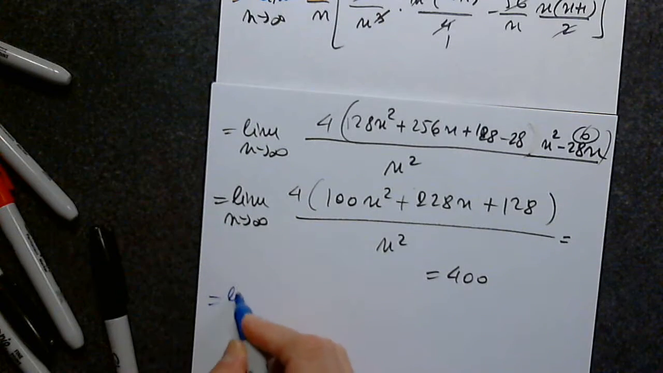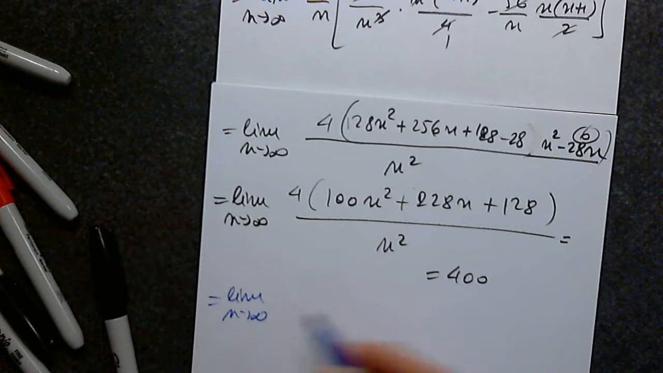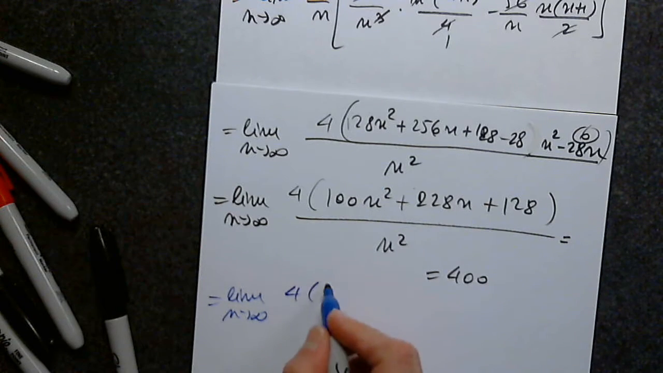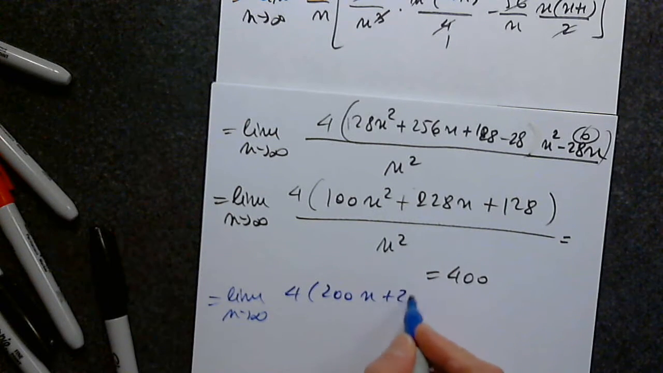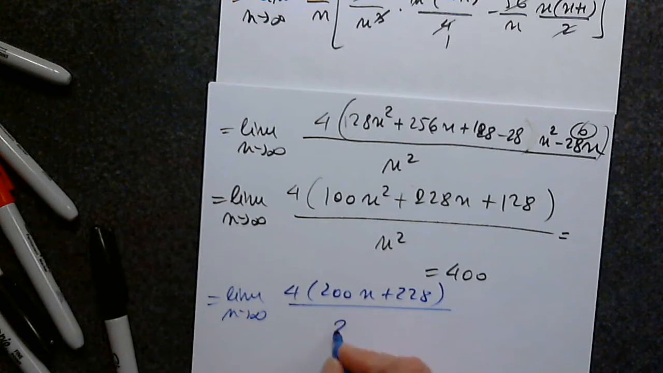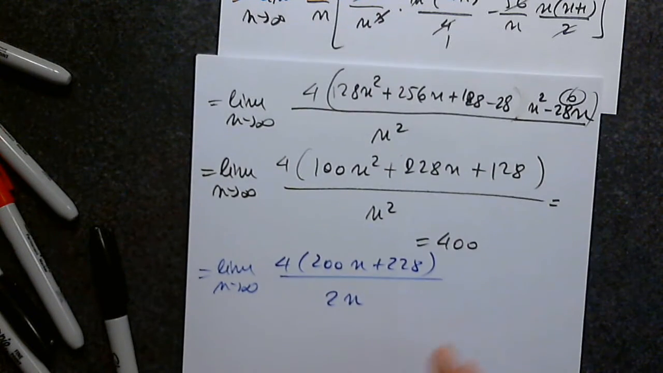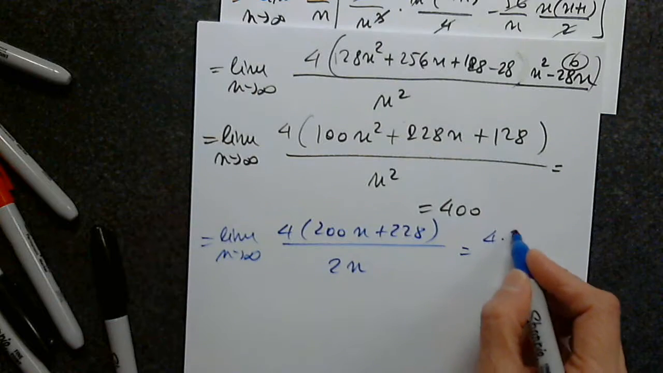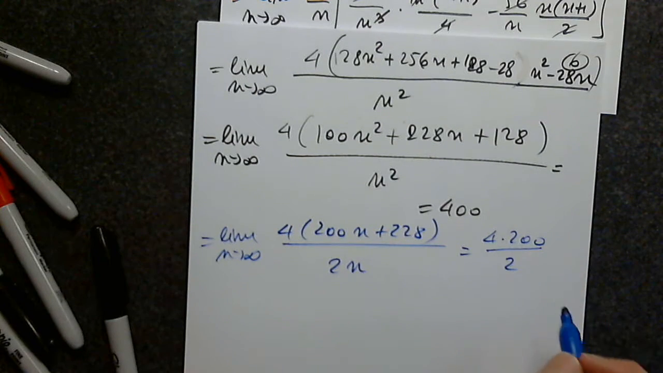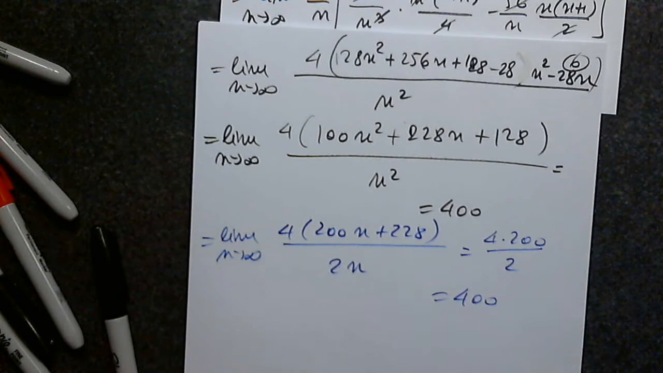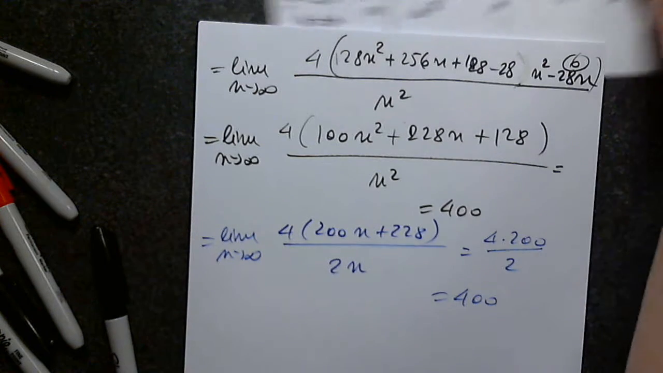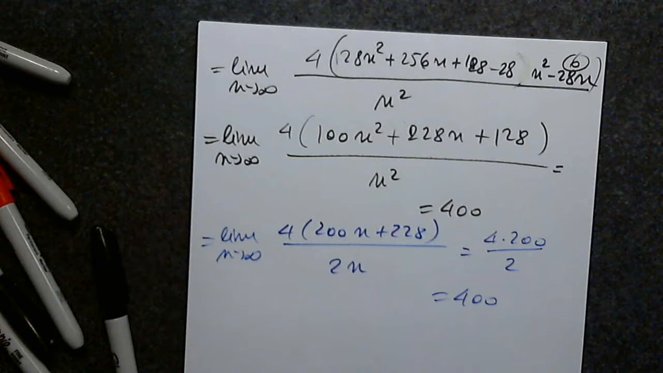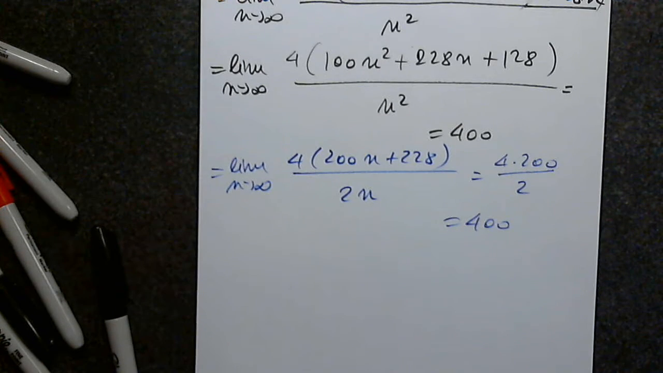So I continue with the limit. As n approaches infinity, it's infinity over infinity. So I will differentiate inside. So I have 200n plus 228 over 2n. I differentiate again and I get 4 times 200 divided by 2, which is still 400. Either one. Good pick. It was so nice. Thank you. Good team effort.